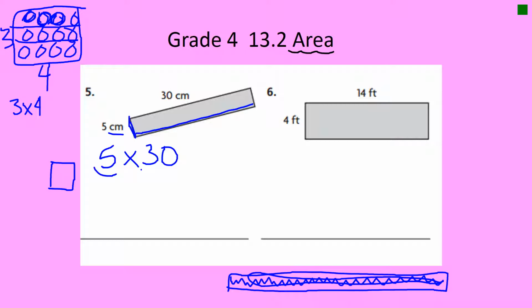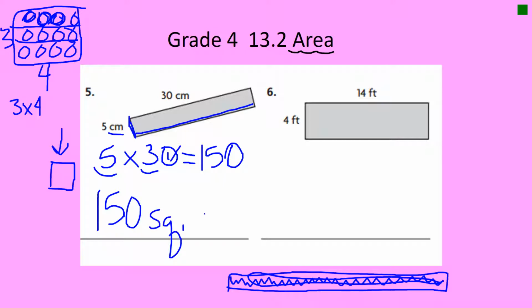Well, you know what 5 times 3 is? 15. And then ka-ching, that's not just 3 though, it's 30. So let's make that 10 times bigger. So it would take 150 of those 1 square centimeters to fill this rectangle. Its area is 150 square centimeters. All right, let's look at number 6 now.